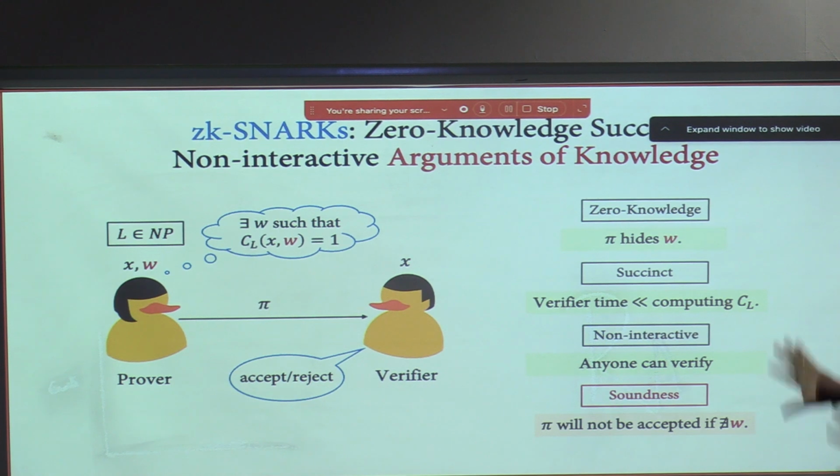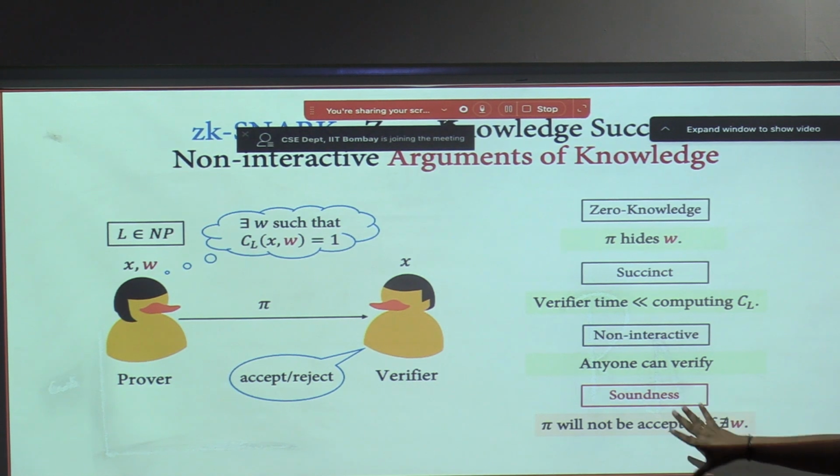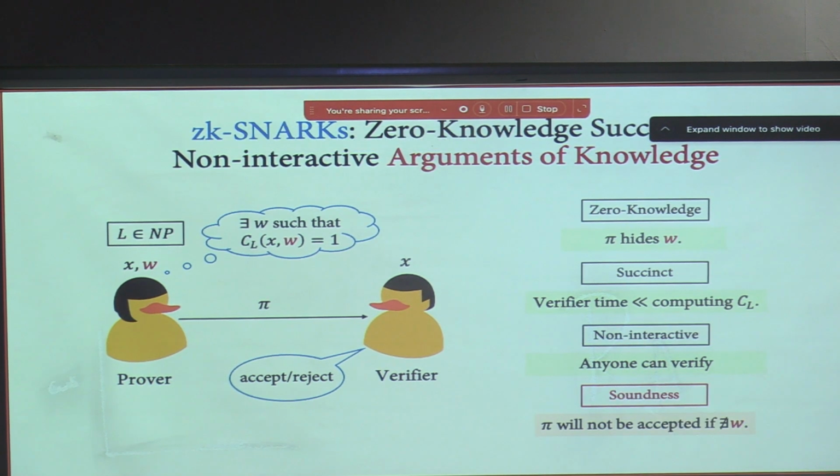Finally, I'm not going to get into the details of what arguments of knowledge mean, but basically they capture some form of soundness guarantee against a prover who's trying to fool the verifier. What this soundness guarantee tells you is that your verifier will not accept a proof on an incorrect statement. Meaning if there is no witness, you cannot fool the verifier into accepting the statement. Combined, on a high level, all these features form a zero knowledge SNARK.